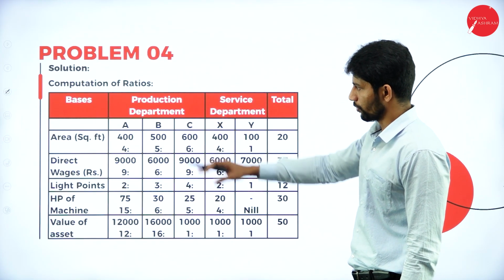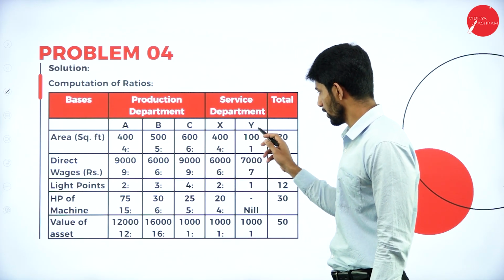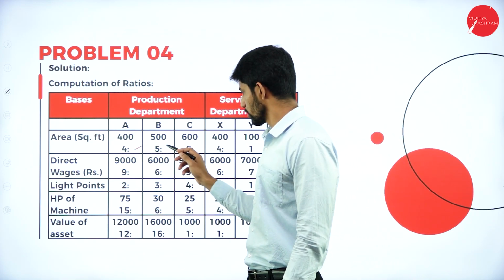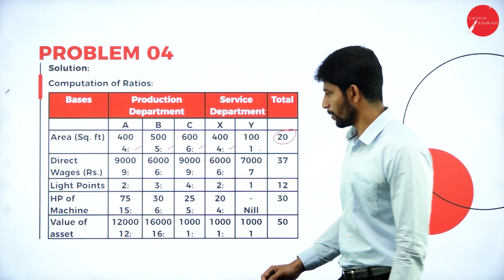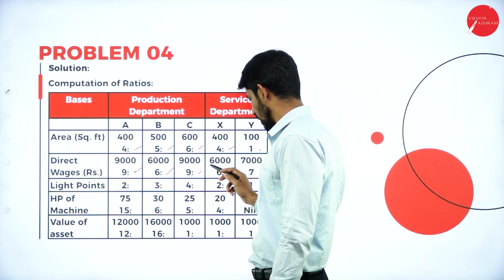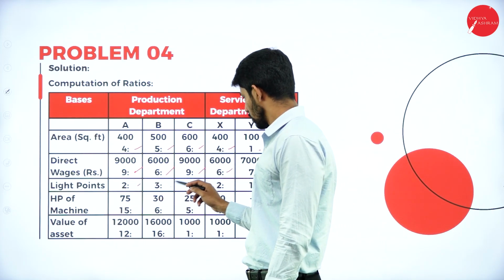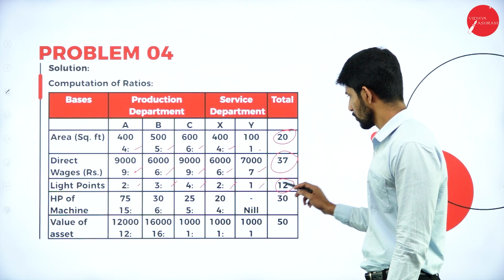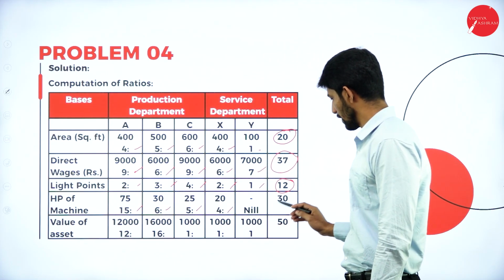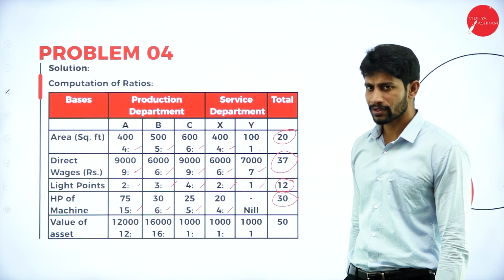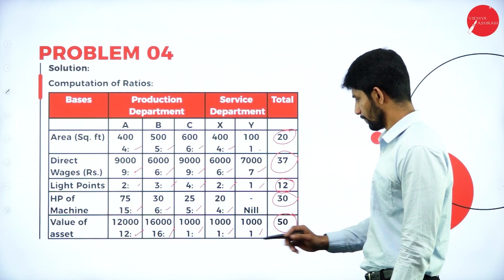So let us find out the ratio. So area, it is given 400, 500, 600, 400, 100. So ratio how much you will get? 4:5:6:4:1, total 20. Next, direct wages, how much ratio you'll get? 9 is to 6 is to 9 is to 6 is to 7, totally 37. Lighting points, 2 is to 3 is to 4 is to 2 is to 1, totally 12. So HP of machine 15, 6, 5, 4, nil, totally 30. Value of asset 12 is to 16 is to 20 is to 1 is to 1, totally 50.